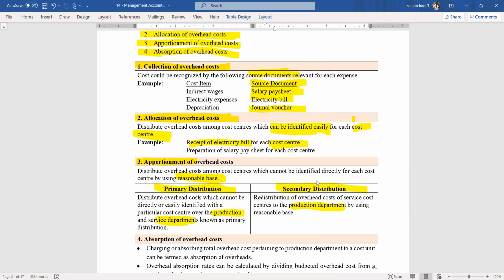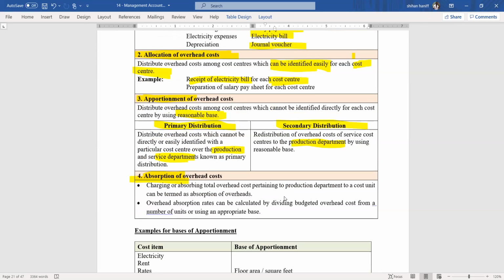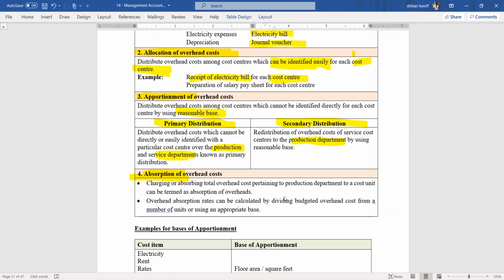And finally, the fourth step is absorption. Absorption means once you calculate the overhead cost for the department, that overhead should be charged or allocated to the final product. Right? So this entire process I will explain from an example.